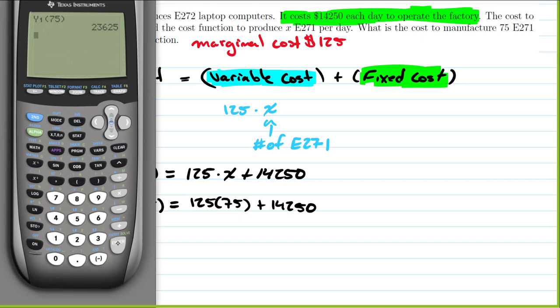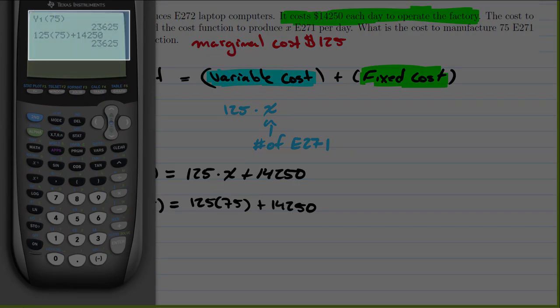23,625. You'll note if you were to type that out the long way on your calculator, you get exactly the same number, right? It's just using the y equals will be helpful, especially if you have to do multiple function evaluations, right? Because if I had to figure it out at 75, 80, 85, 90, and so forth, I could do so quickly without having to retype as much stuff.